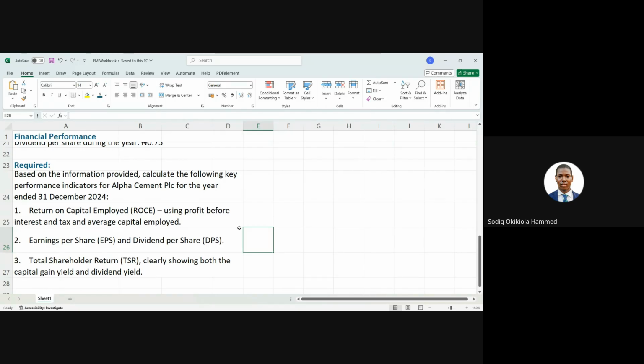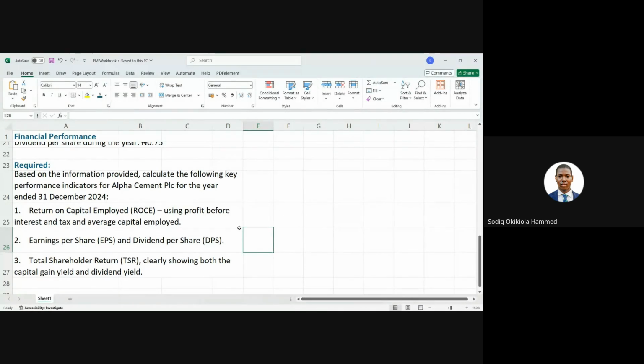So we are going to be looking at return on capital employed, earnings per share, and dividend per share. And we are also going to be looking at total shareholder return, TSR. So these are the major performance indicators for the shareholders of the company to assess the health of that organization.